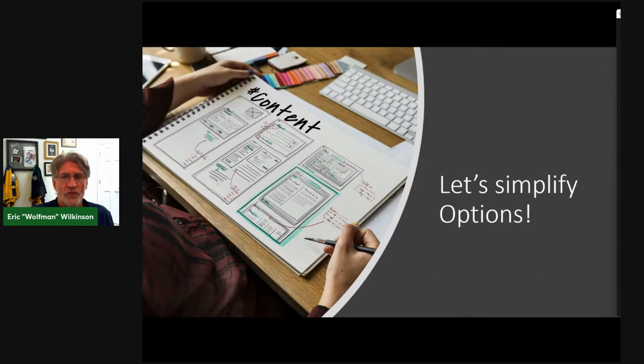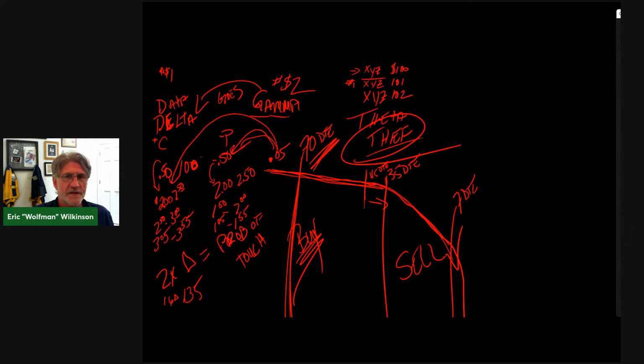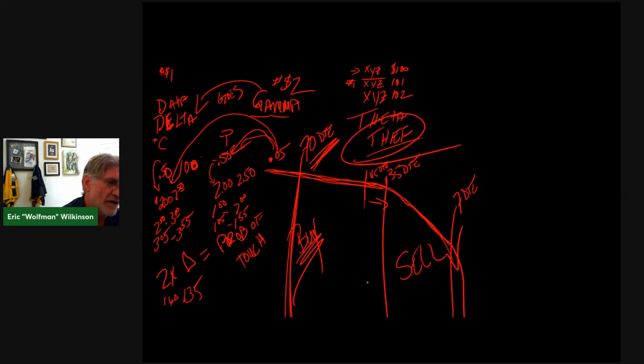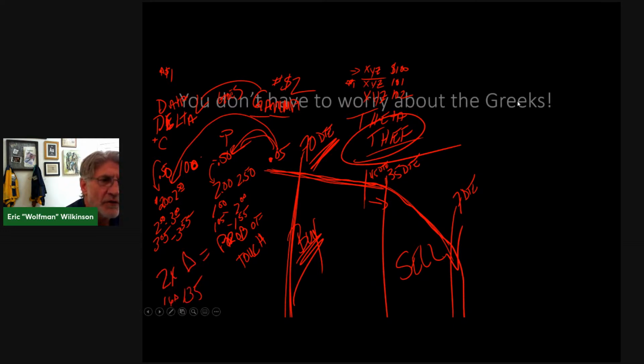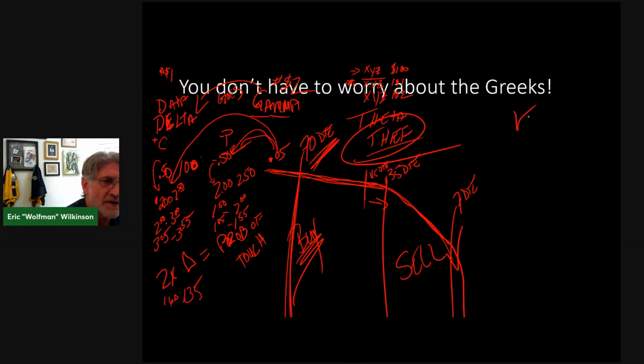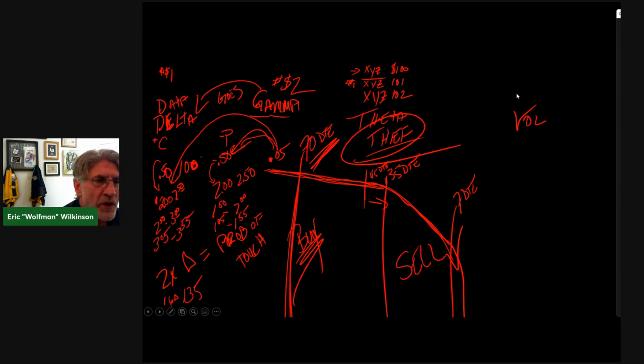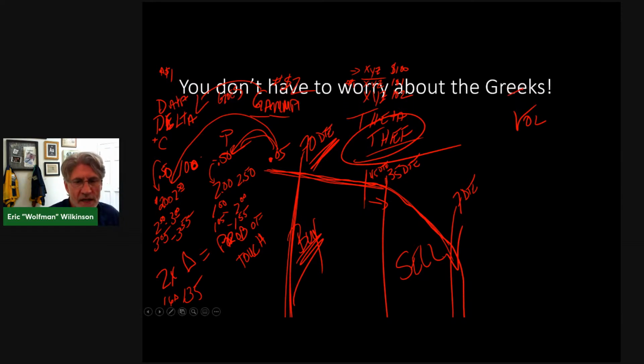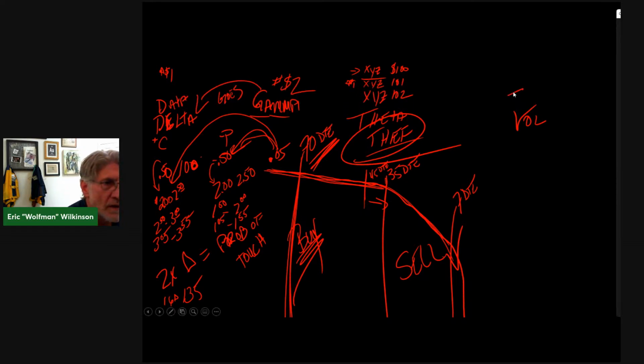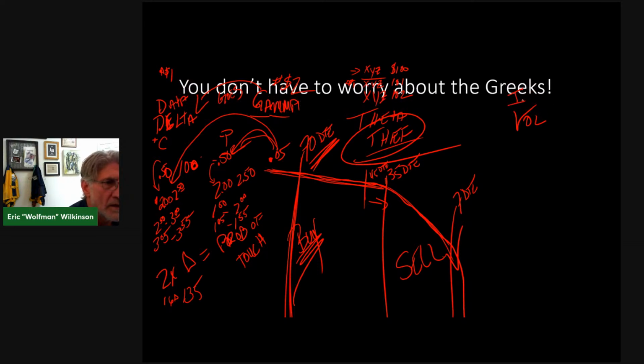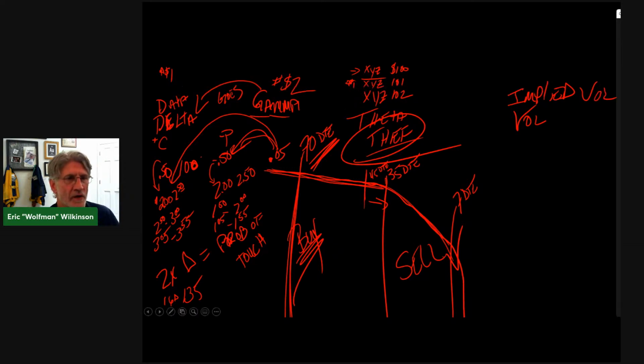So we're simplifying options. The thief in the night, we want to take advantage of the sell zone here and the buy zone further out there. The last one that we've been talking so much about is volatility. Implied volatility, right? What is happening?